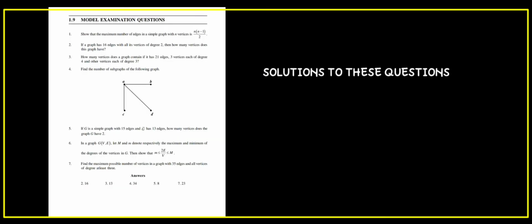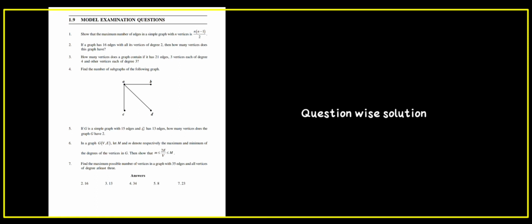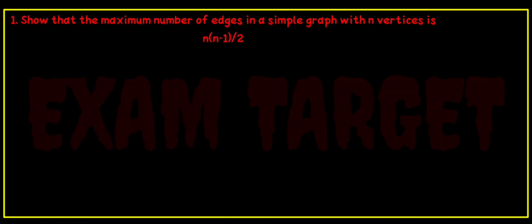These are the model examination questions of chapter 1, graphs, terminology and basic concepts. Question 1, it is asking that show that the maximum number of edges in a simple graph with n vertices is n(n-1)/2.